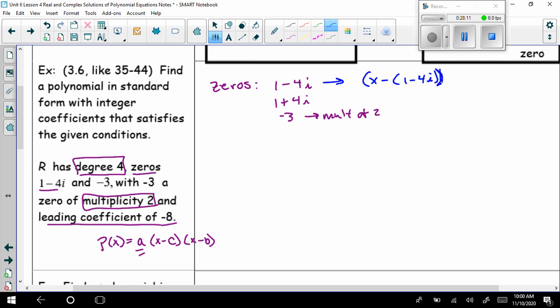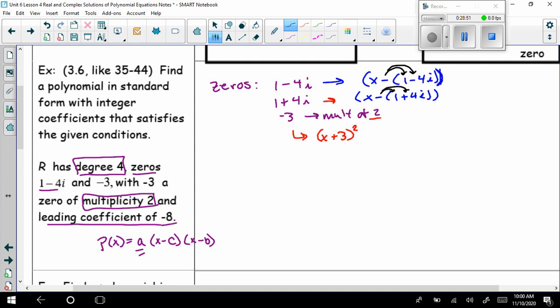Okay, remember, you do x minus c. So this one is x minus 1 plus 4i. And then this one will be x plus 3. Multiplicity of 2 means it has a 2 exponent. Okay, the only thing here that we're going to do a little bit different that we didn't do on previous pages is we are going to go ahead and distribute our negative and regroup it into real versus imaginary terms.